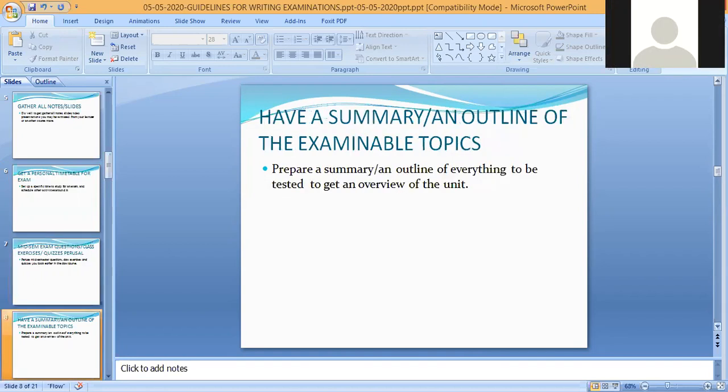so that you avoid that mistake next time. And then you have to have a summary of the whole work that you are doing, an outline of the examinable topics. You prepare a summary, an outline of everything to be tested. Get an overview of the course. You have to come out with a summary, point by point, of examinable topics you are sure may come. That's what I tell my students: you become like a pre-examiner. You are an examiner on your own. Before your lecturer becomes the examiner, then in the exam you definitely do well.